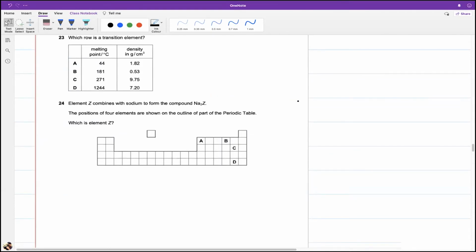Element Z combines with sodium to form the compound Na2Z. What does that tell me? That tells me that first of all, Z is non-metal. Secondly, Z is in group 6 because it's accepting 2 electrons. -2 is the charge. Okay, so group 6 में यहाँ पे B है, so B is my answer.